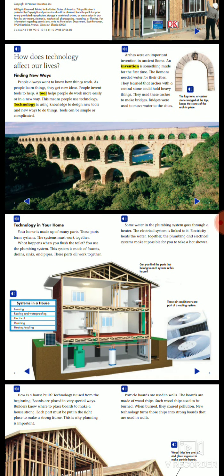How does technology affect our lives? Finding new ways. People will always want to know how things work. As people learn things, they get new ideas. People invent tools to help. A tool helps people to work more easily or in a new way. This means people use technology. Technology is using knowledge to design new tools and new ways to do things.